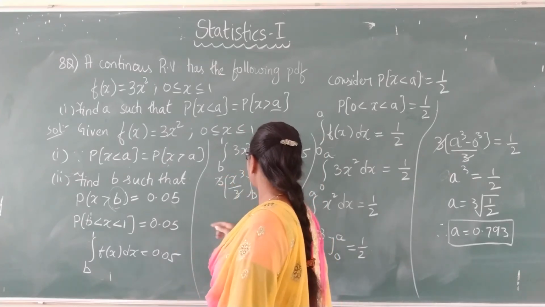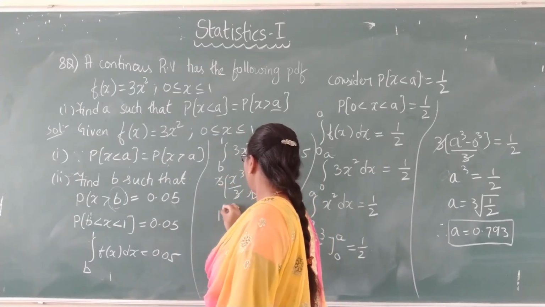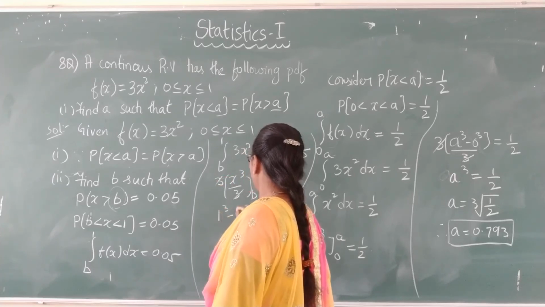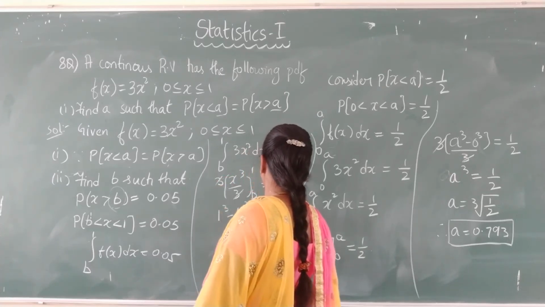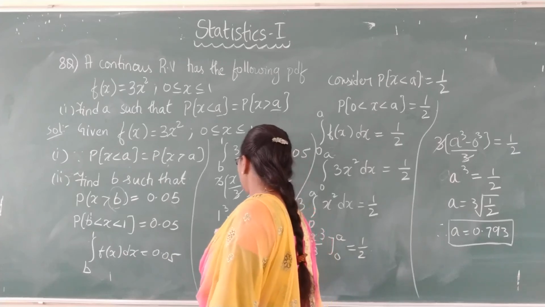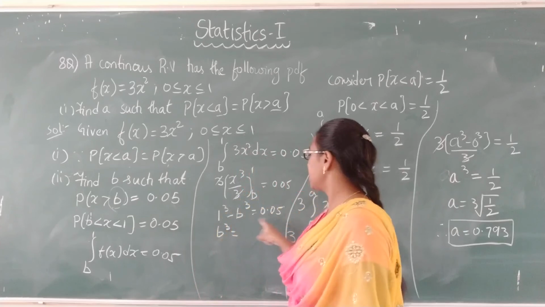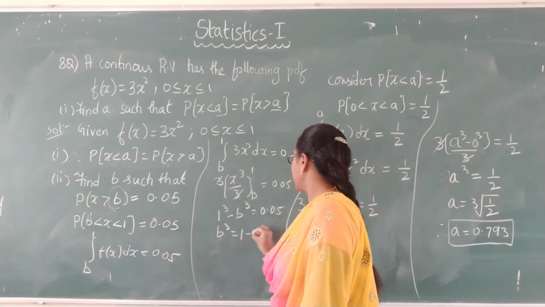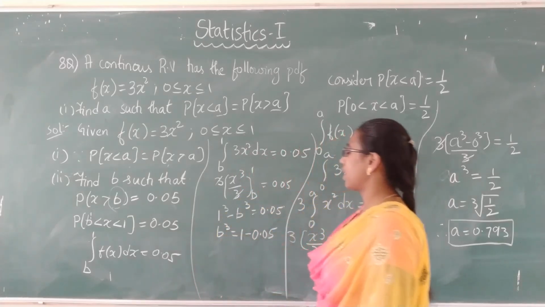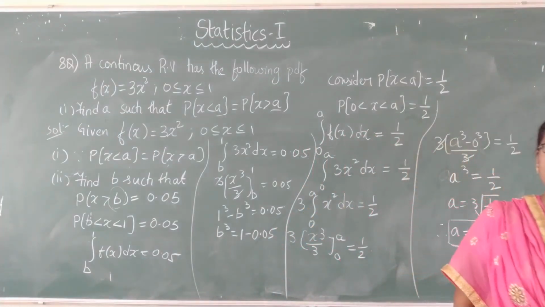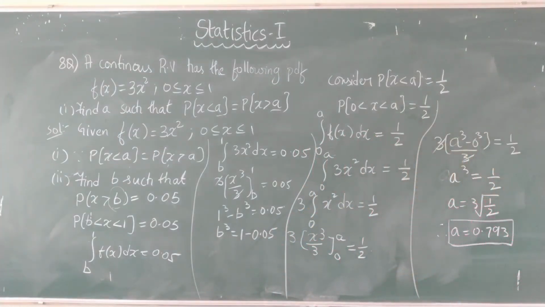3 and 3 get cancelled. Upper limit will be 1. So 1 cube minus b cube is equal to 0.05. So from this, b cube equals, if you send b cube to this side, here 1 cube is 1, minus 0.05. So 1 minus 0.05 is 0.95. So b cube equals 0.95.